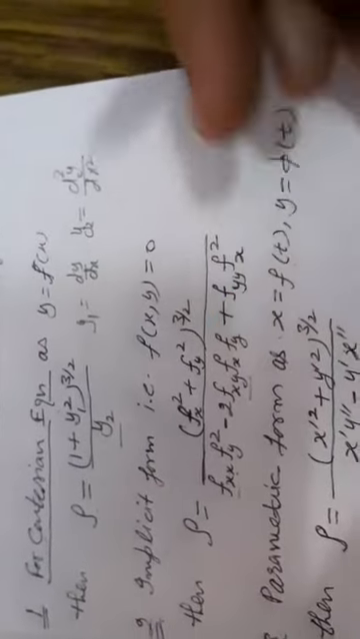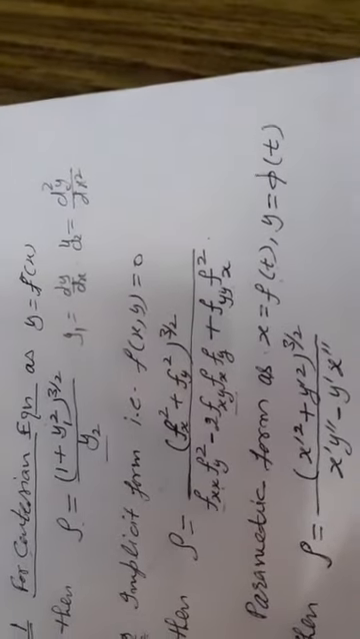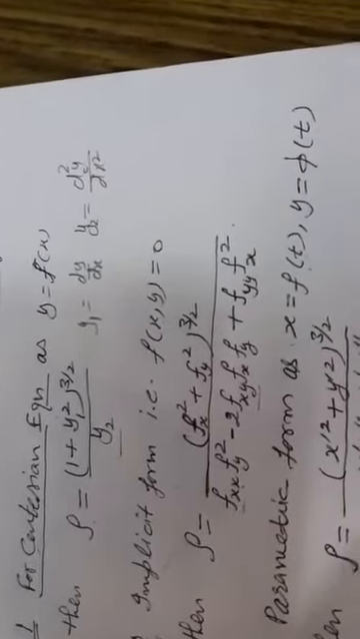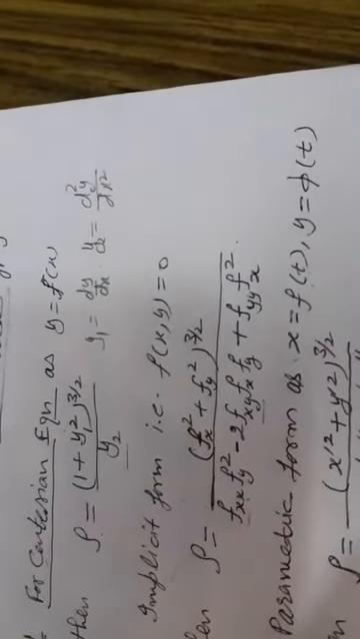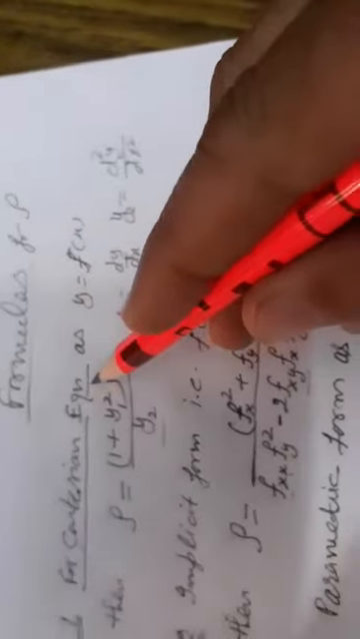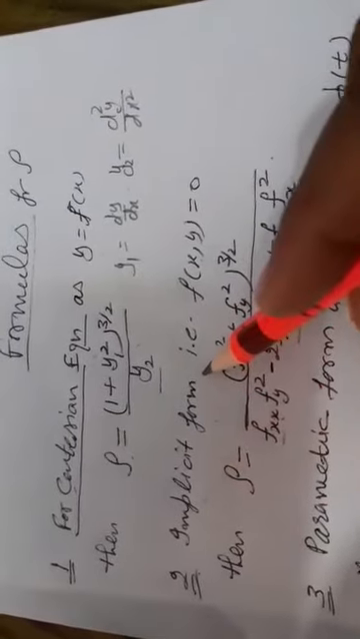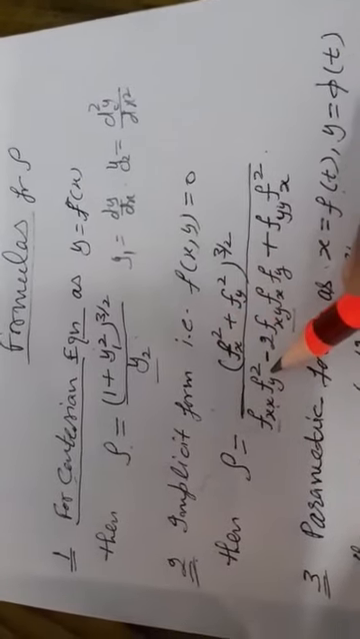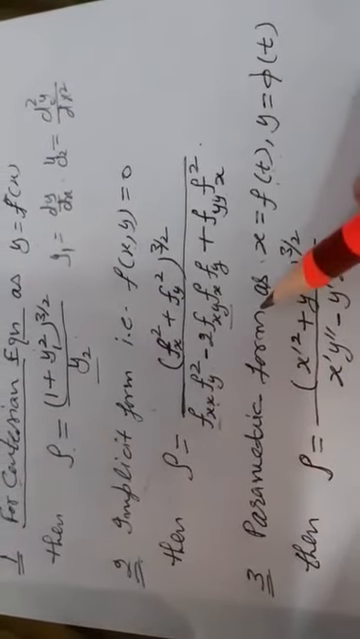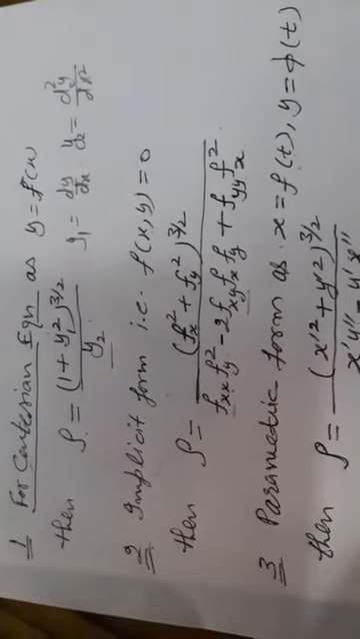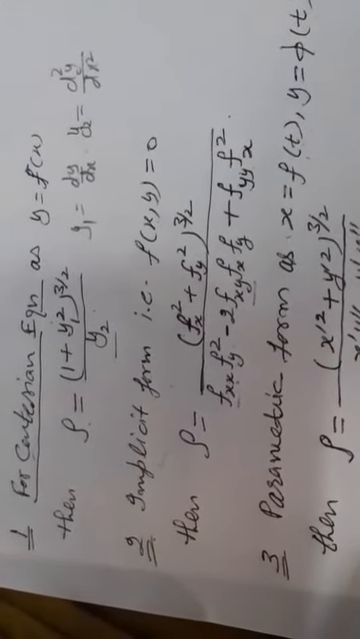Now to find the radius of curvature of any curve, first we see the nature of the equation of curve. If the equation of curve is given in Cartesian form, then we use this formula. If the equation of curve is given in implicit form, then we use this formula. And if the equation of curve is given in parametric form, then we use this formula to find the radius of curvature. Now you try yourself to find the radius of curvature of different types of equation of curve and solve the equations.